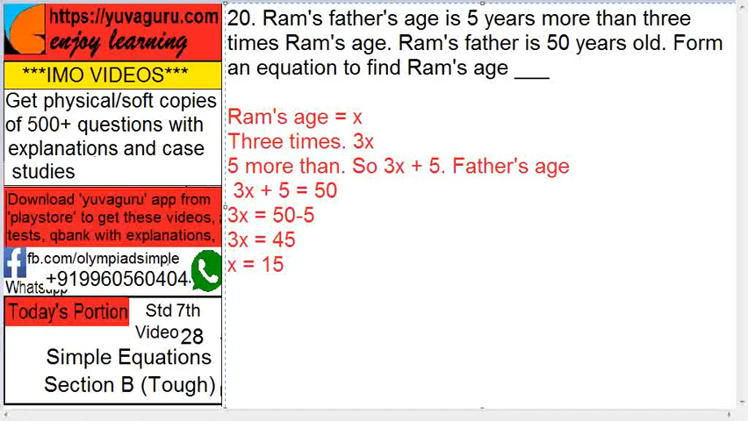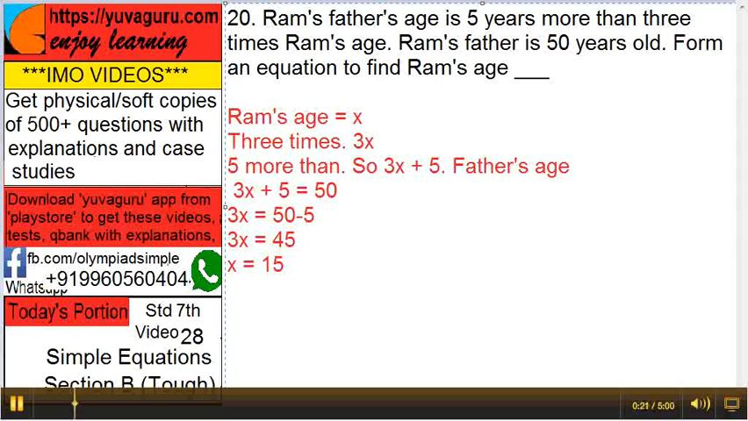Let's start. Ram's father's age is 5 more than 3 times Ram's age. Ram's father is 50 years old. Form an equation to find Ram's age. You have to only form an equation, you don't want the answer.